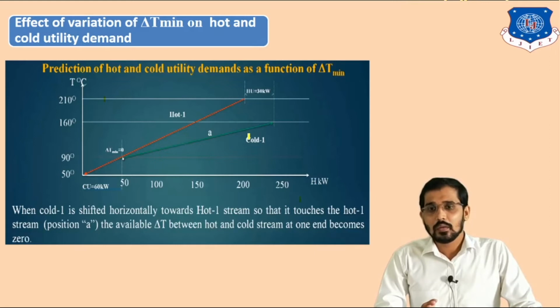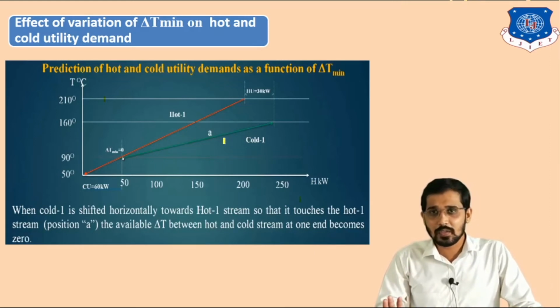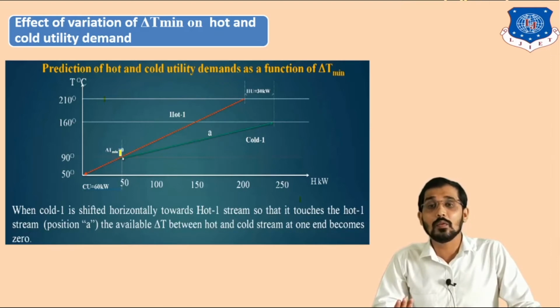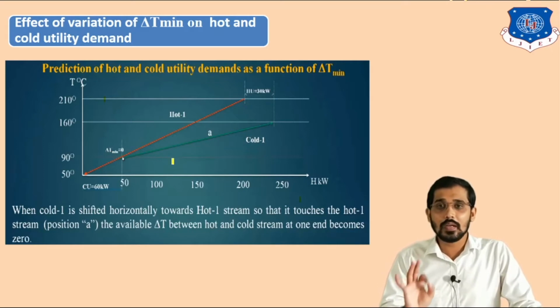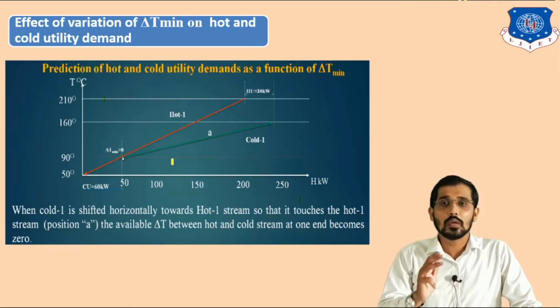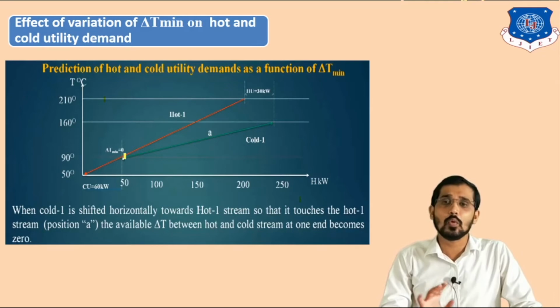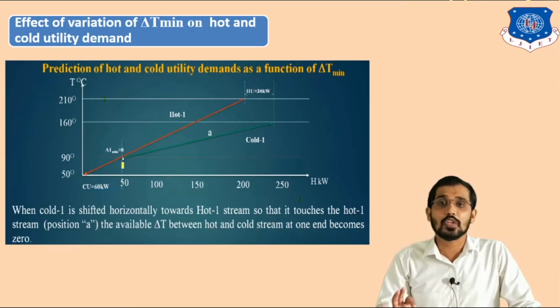If I move or shift this cold stream towards the hot stream, listen carefully, at that time you can see the delta T minimum value reduces. But if I shift this cold line away from the hot stream, then the delta T minimum value increases. I told you that for heat transfer, delta T is the driving force, meaning delta T should be higher to get higher heat transfer rates. So you can see here, delta T minimum equal to 0 means there is no heat transfer, and this point is the pinch point.